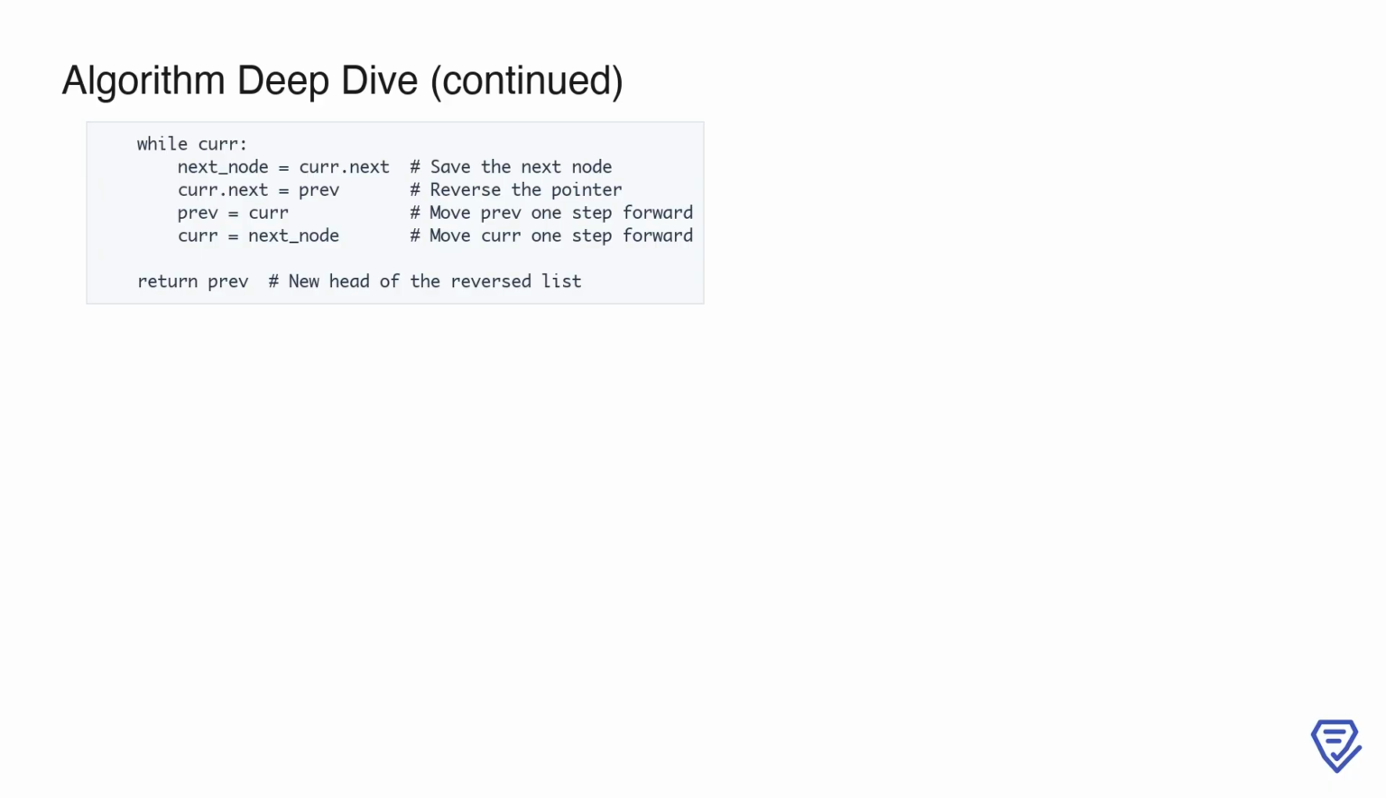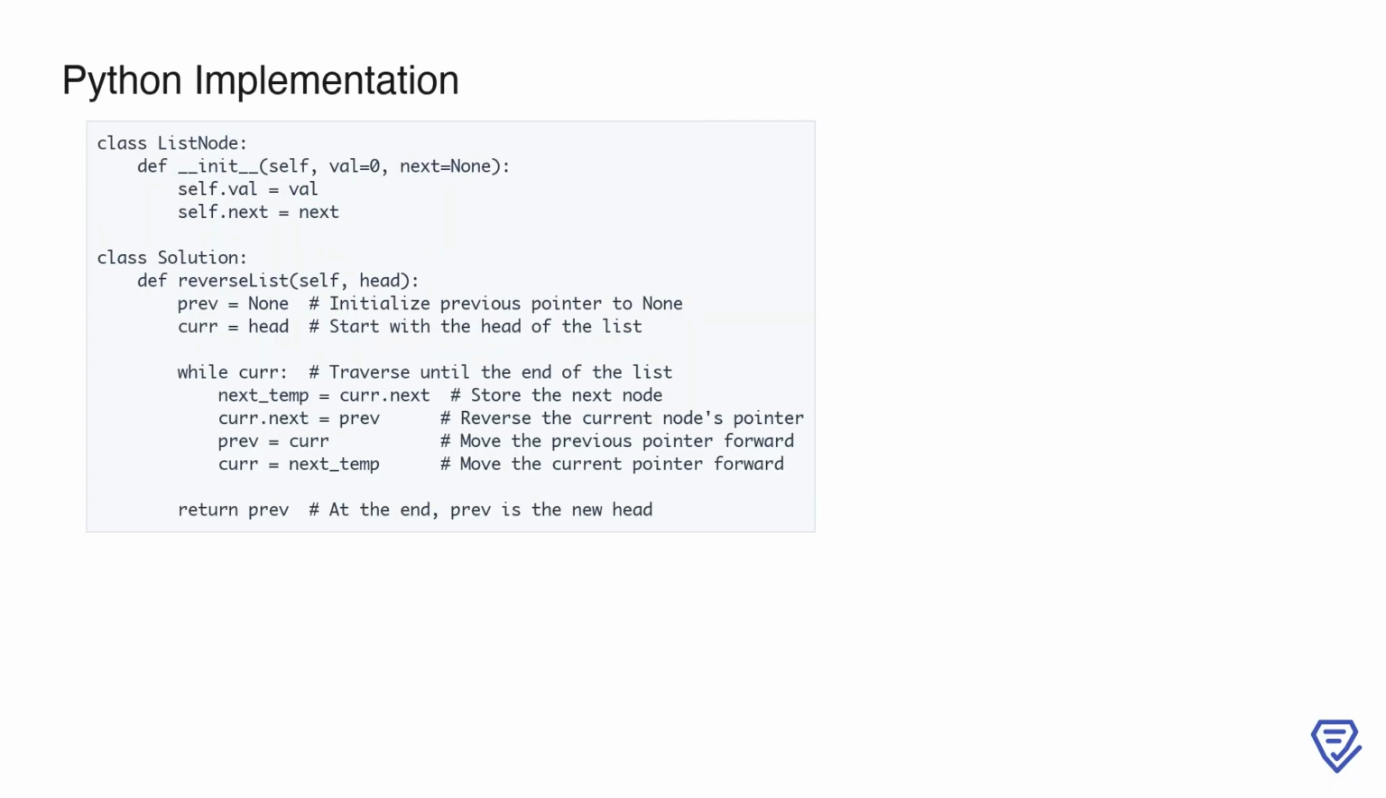Once the loop ends, we return previous, which now points to the new head of the reversed list. This concise implementation directly applies the iterative process we discussed, and it effectively reverses the list in place with optimal time and space complexity. This Python implementation reverses a singly linked list using an iterative approach. The reversal is achieved by manipulating the next pointers of nodes in the list.